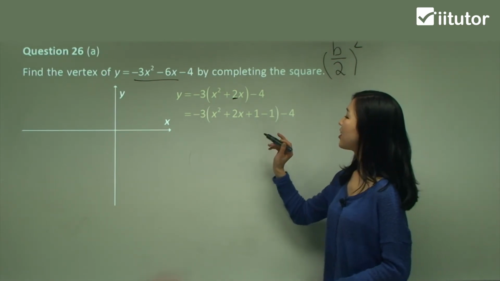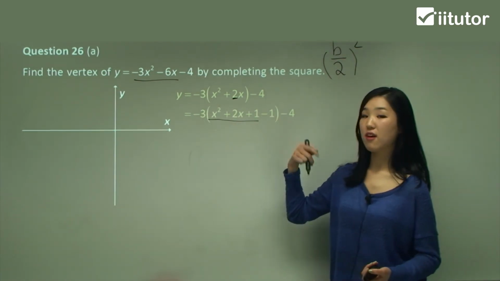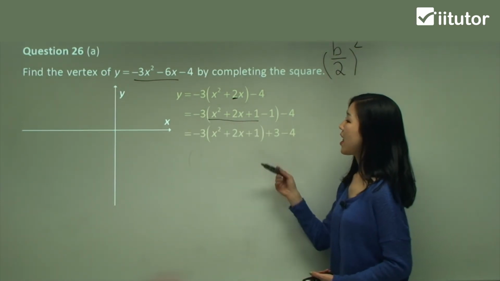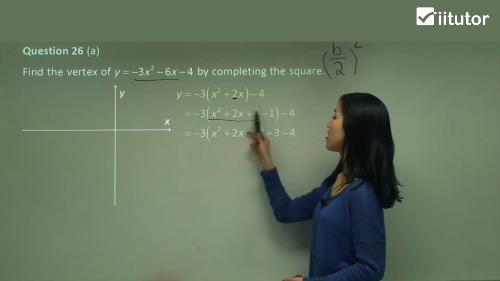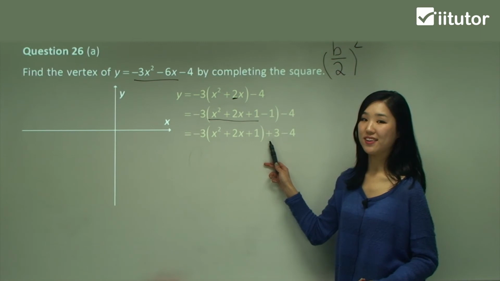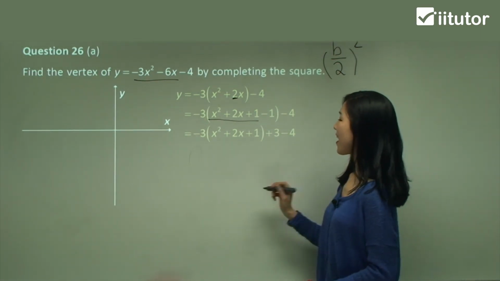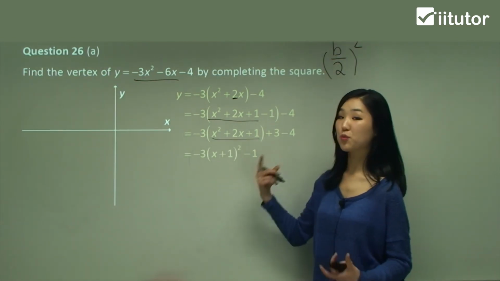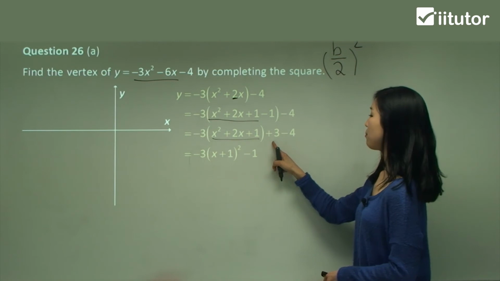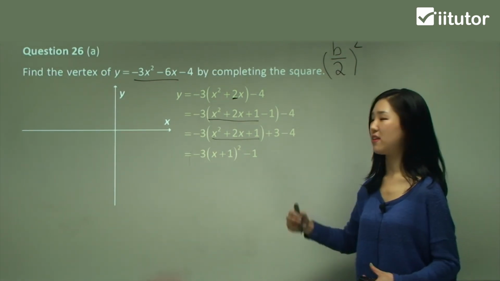Okay? So I'm going to expand it out a little bit. Keep the first 3 terms inside the bracket like that. And I'm going to expand the negative 3 with the negative 1. So negative 3 times negative 1 is positive 3. And then of course minus 4. Okay, so let's factorize. This part becomes x plus 1 squared, a perfect square, and positive 3 minus 4 is negative 1. So you guys should be very used to this method now.